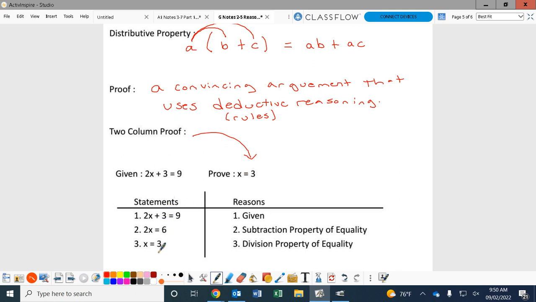Guys, if you went through here, this would be the first one. And guys, how do we know that's the equation? Because they gave it to us. So all we do is write down given. The next one, what would you do to go from here to here? What would you have to do to go from the 2x plus 3 to just have the 2x there? Subtract 3. And what do we call that step? Subtraction property of equality. It's already written there.